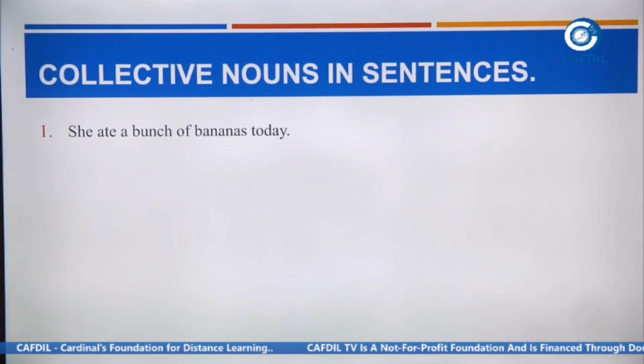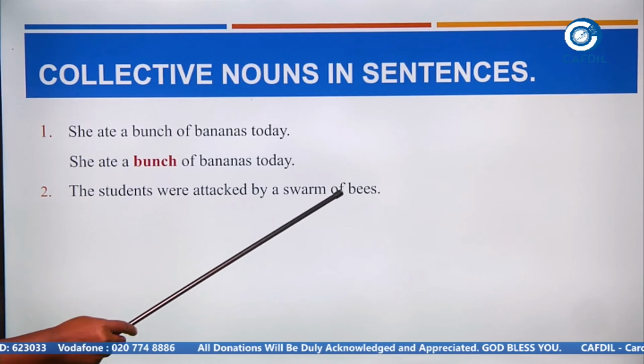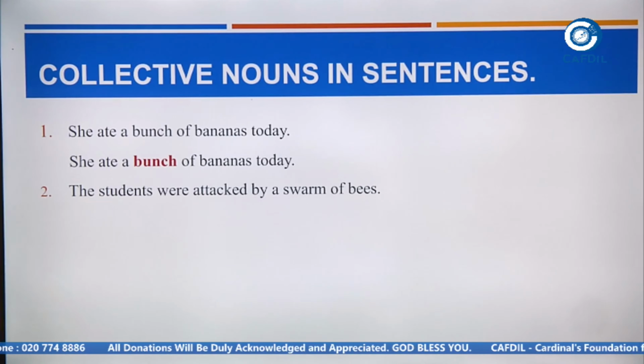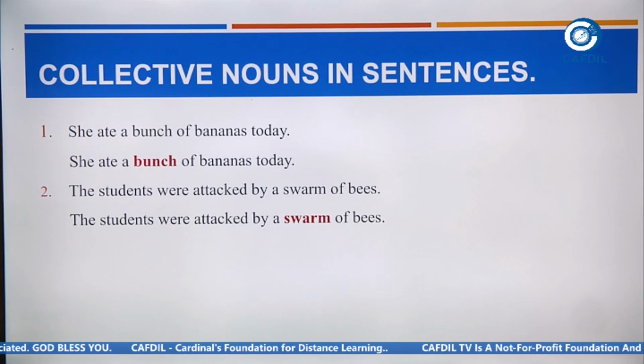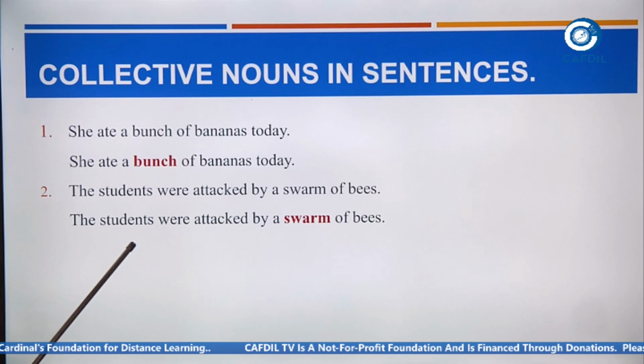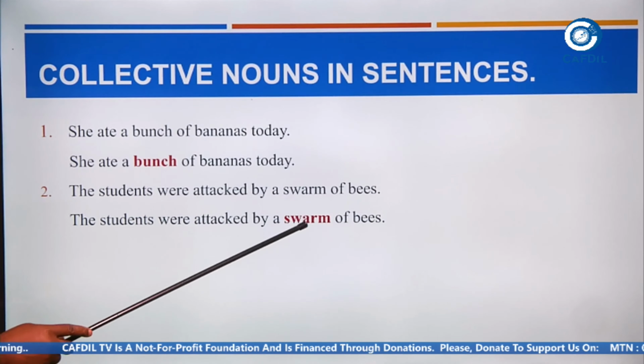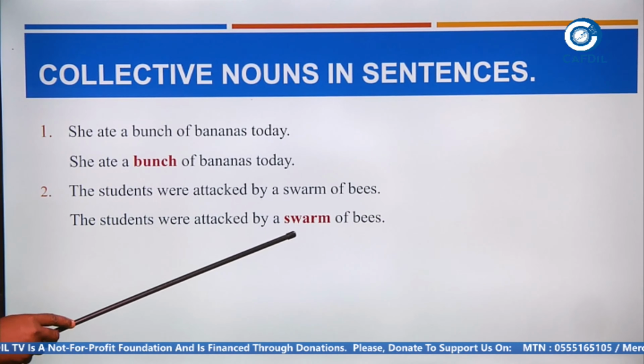Let's take another one. The students were attacked by a swarm of bees. What is the collective noun in this sentence? The answer is swarm. The students were attacked by a swarm of bees. Our answer is swarm.